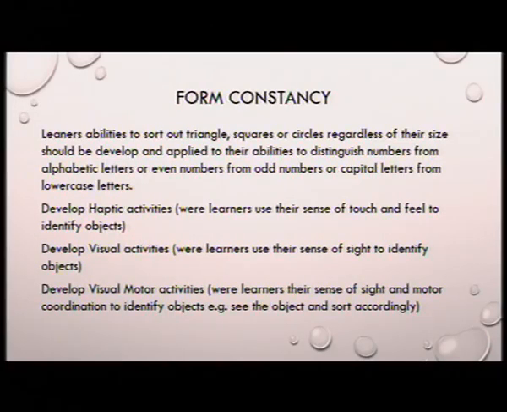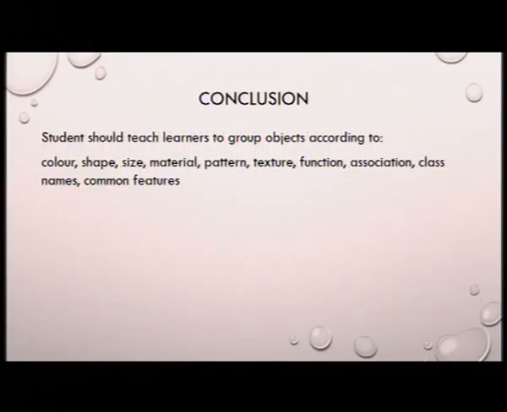Develop visual motor activity where learners use their sense of sight and motor coordination to identify objects and sort them according to a criterion. In other words, they take the object and move it according to what they think. This object belongs to this group, and this one belongs to that group. That is what they should be able to learn and to master.